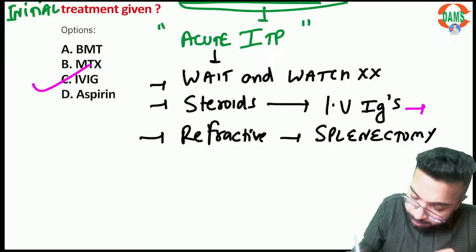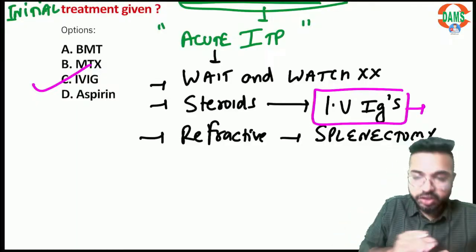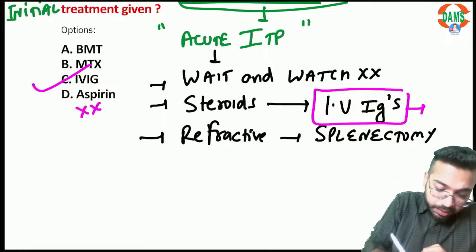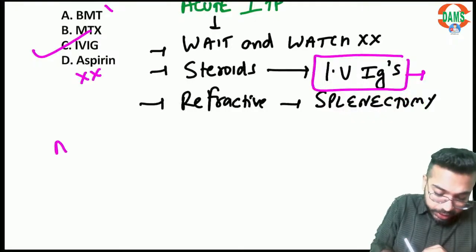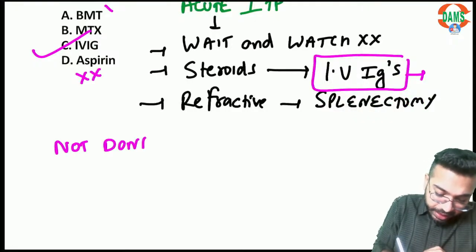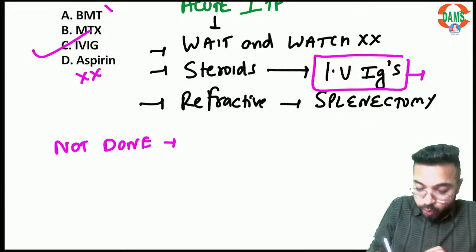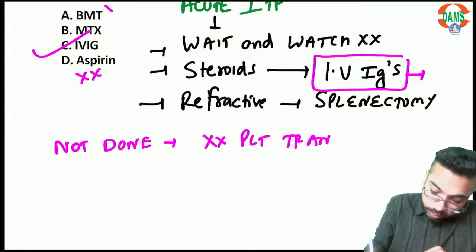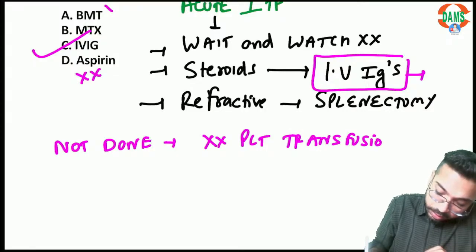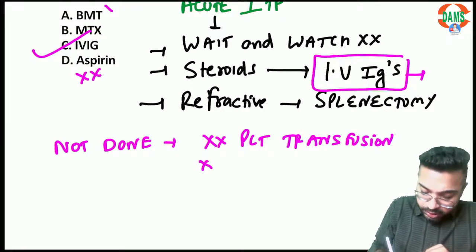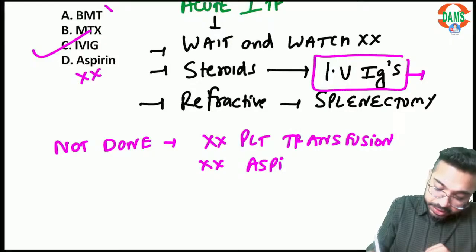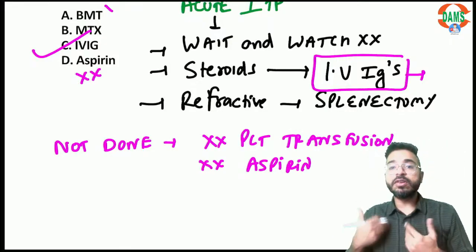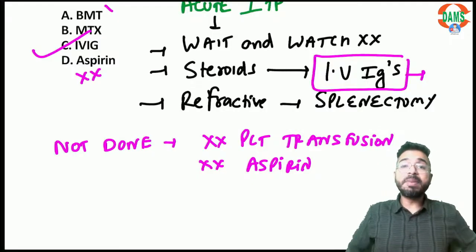So out of this, because wait and watch is not in the option and steroid is not in the option, IVIG becomes the best answer. Aspirin is anyway not given, and remember, it is not done. So next year they can ask, what is not done in ITP? You don't give platelet transfusion. You don't give aspirin in this patient. Why will you give antiplatelet? And giving platelet transfusion will cause more damage and will inhibit the compensation by the bone marrow.